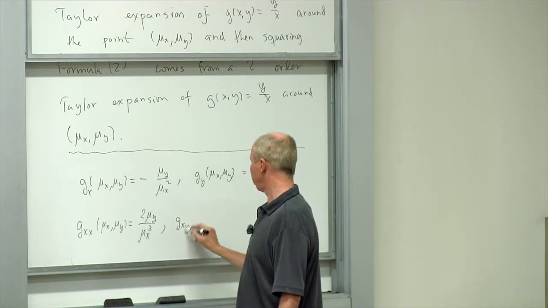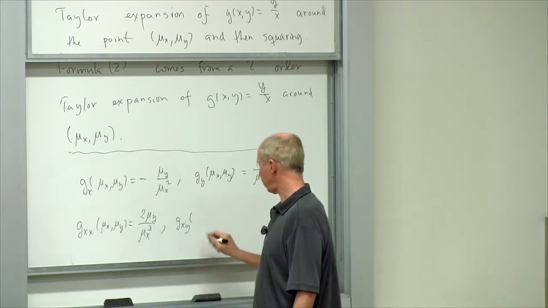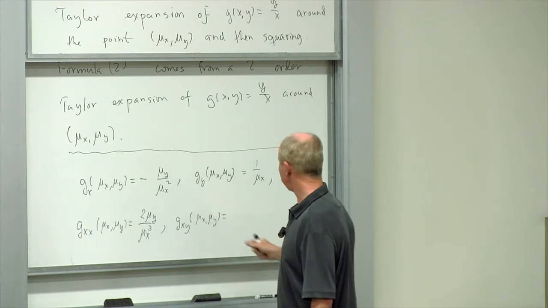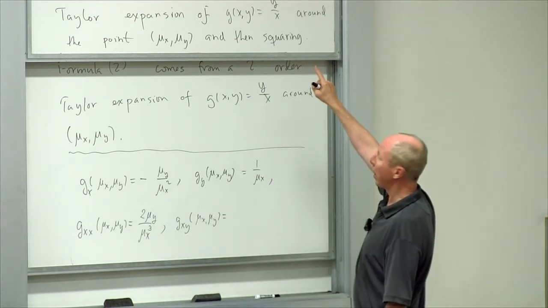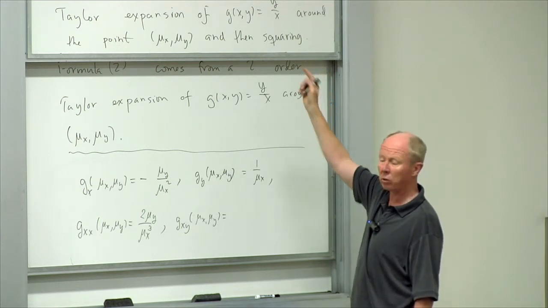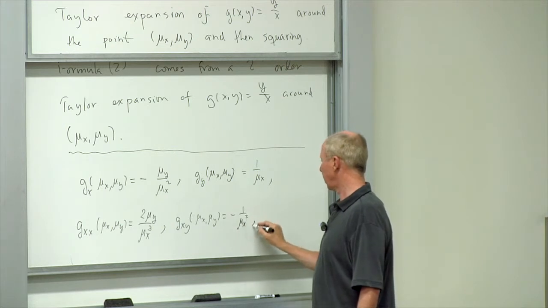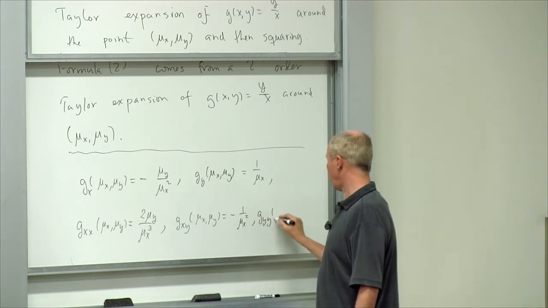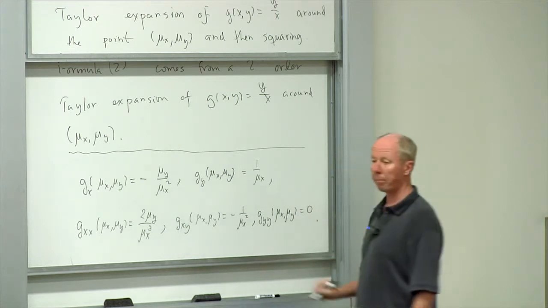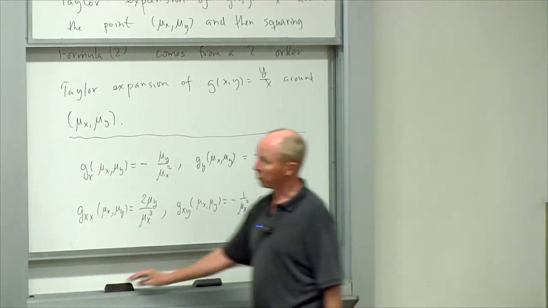The mixed derivative at mu x, mu y. I differentiate first with respect to y, I get 1 over x. Then I differentiate with respect to x, I get minus 1 over x squared. So this would be minus 1 over mu x squared. And then finally, the second derivative in y is 0.